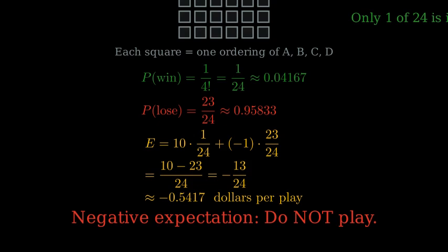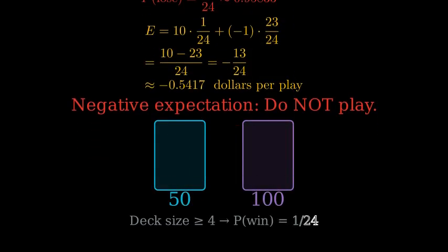Does the deck size matter? As long as you draw 4 distinct cards without replacement, the orderings of those 4 are still all equally likely. So the probability of a strictly increasing order is still 1 out of 24, whether the deck has 50 cards, 100 cards, or any size at least 4.